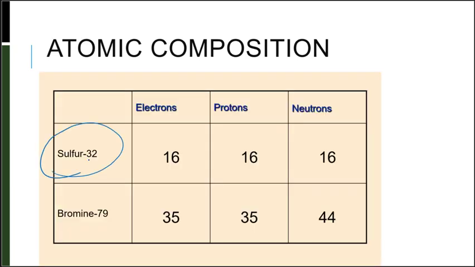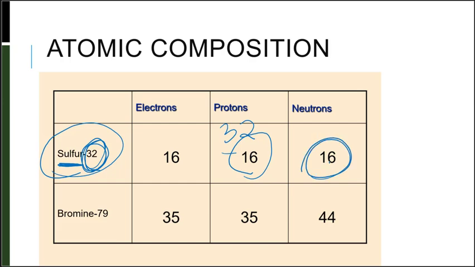If we were told sulfur-32, we would need to look at the periodic table to figure out how many protons sulfur has, and sulfur has 16 protons. This 32 tells me its mass, so 32 minus 16 tells me that it has 16 neutrons in that nucleus. It doesn't say anything about being a positive charge or a negative charge, so however many protons it has is how many electrons it has because it's neutral.